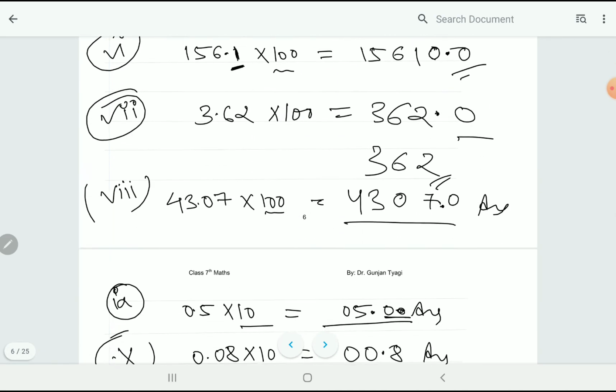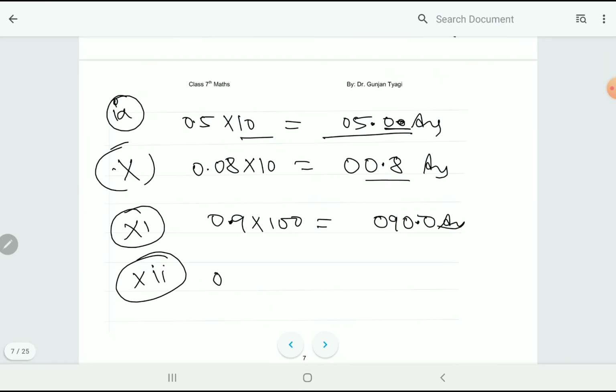0.03 multiply by 1000. Now there are 3 zeros in 1000, so decimal will shift by 3 places to the right. So now decimal is here, so अब shift होगी, ये कहाँ पर आएगी, 1 2 3 places के बाद, like that. As there are only 2 numbers, तो 2 नंबर हैं तो थर्ड नंबर पर मैंने 0 लिखा, फिर मैंने डेसिमल को शिफ्ट किया.